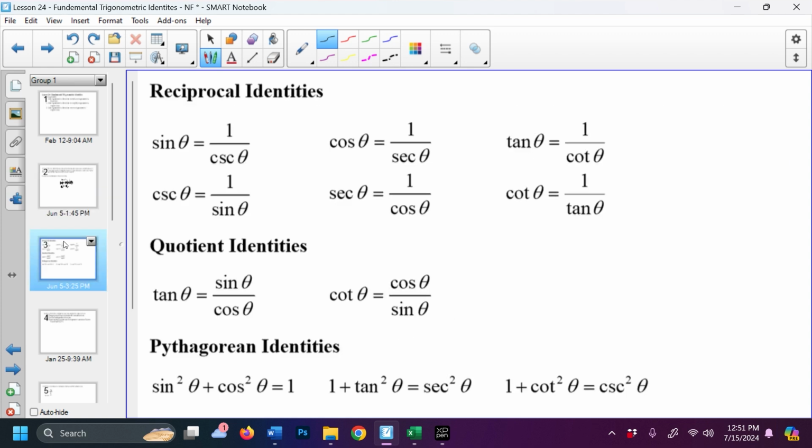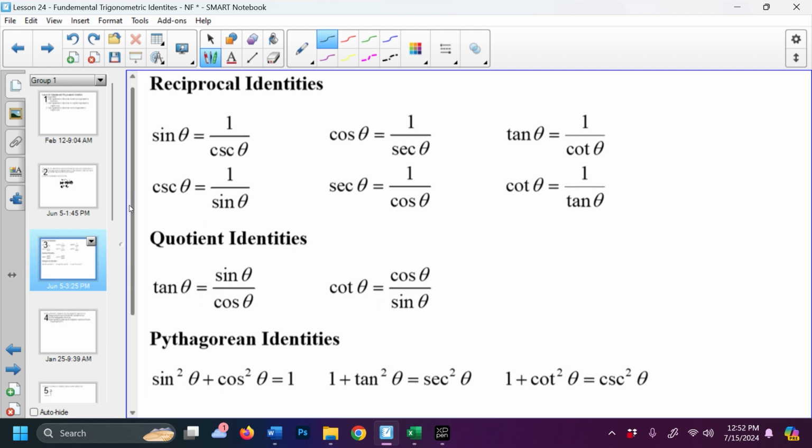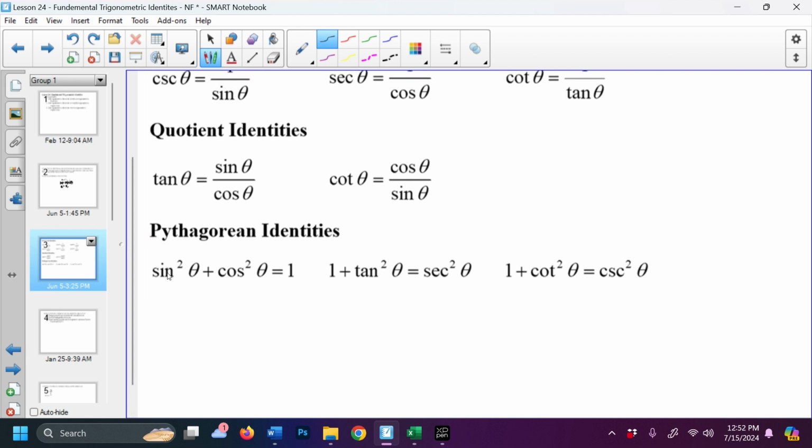So some simple identities are reciprocal identities. We've talked about these already a little bit. Sine and cosecant are related as reciprocals. Cosine and secant are related as reciprocals. Tangent and cotangent are related as reciprocals. The quotient identities tell you that tangent is defined as sine over cosine, cotangent as cosine over sine. And then the Pythagorean identities: sine squared theta plus cosine squared theta is equal to 1. 1 plus tangent squared theta is equal to secant squared theta. And 1 plus cotangent squared theta is equal to cosecant squared theta.